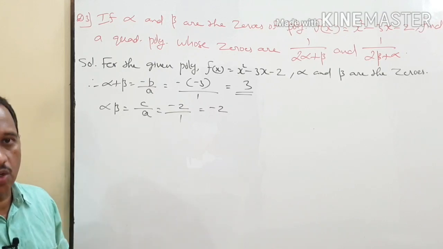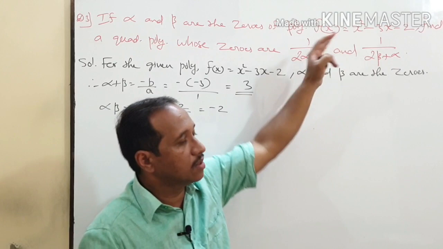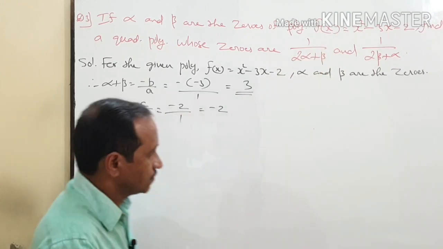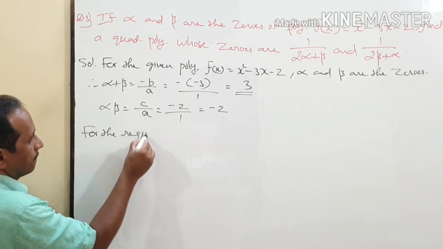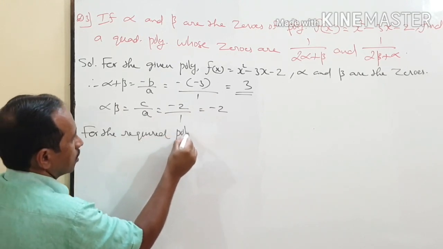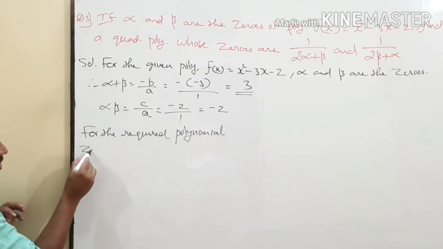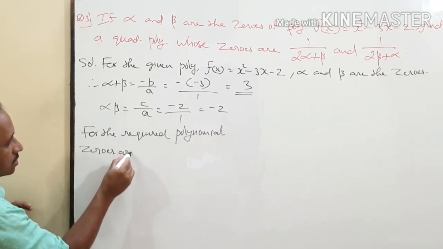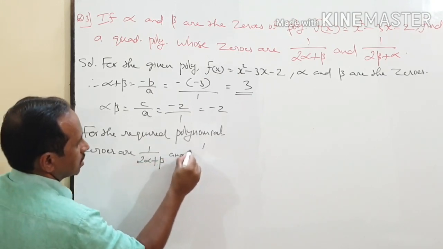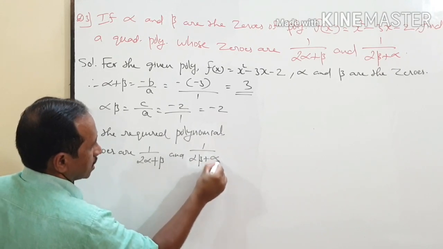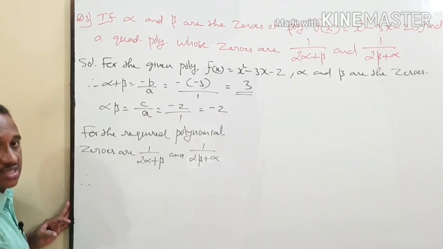Now for the required polynomial, the two zeros are given: 1 by 2 alpha plus beta and 1 by 2 beta plus alpha. For the required polynomial, zeros are 1 by 2 alpha plus beta and 1 by 2 beta plus alpha. Therefore, what is the sum of these two zeros?